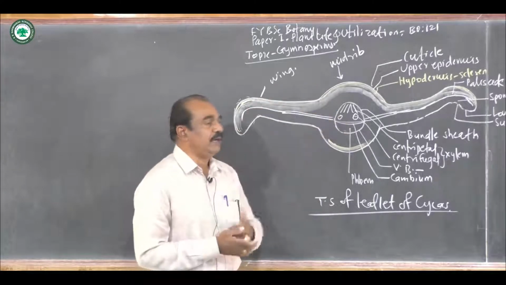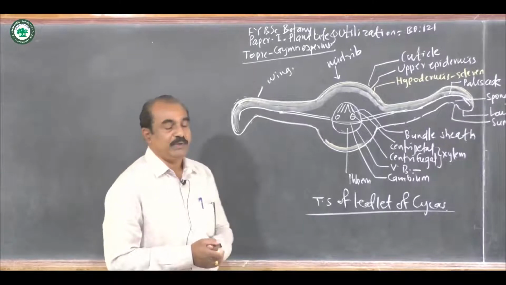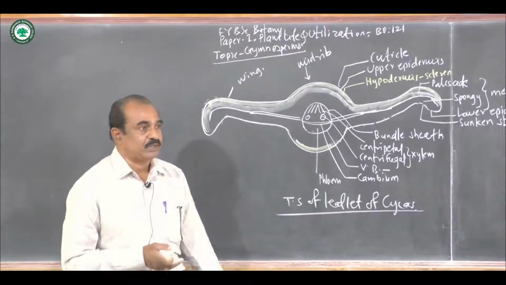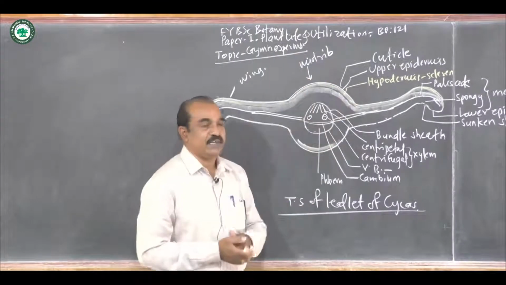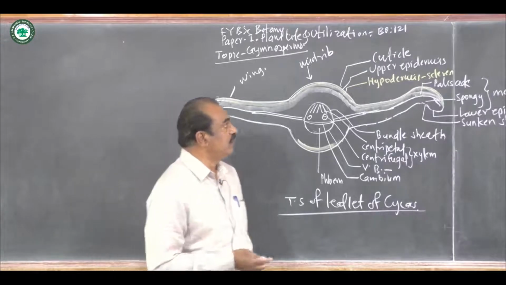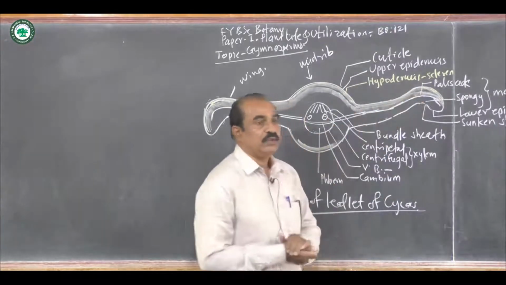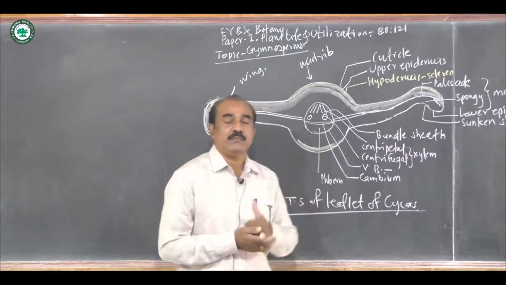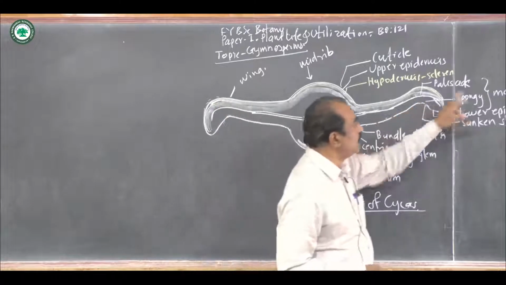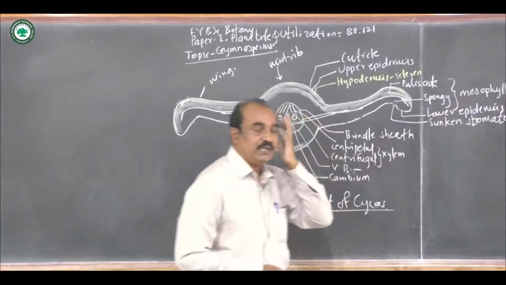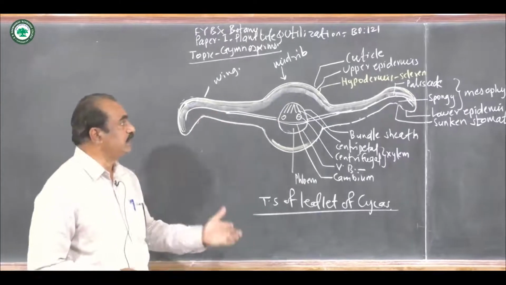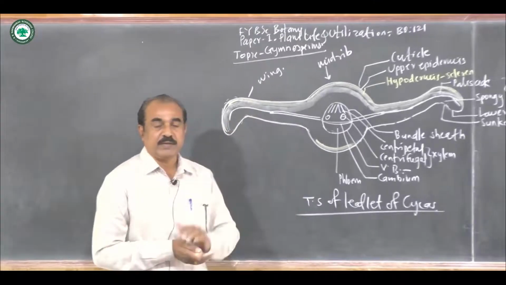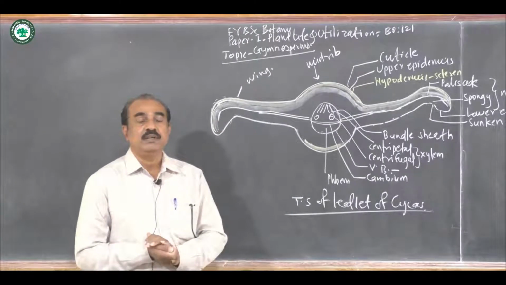Now in between this upper and lower epidermis, there is the mesophyll tissue, and this mesophyll tissue is differentiated into two parts. The tissue toward the upper side, just below the upper epidermis, is called the palisade. So this is the palisade tissue. Now just above the lower epidermis, there is another mesophyll tissue, and that is called the spongy. So here the mesophyll tissue is differentiated into two parts, that is upper palisade and lower spongy.